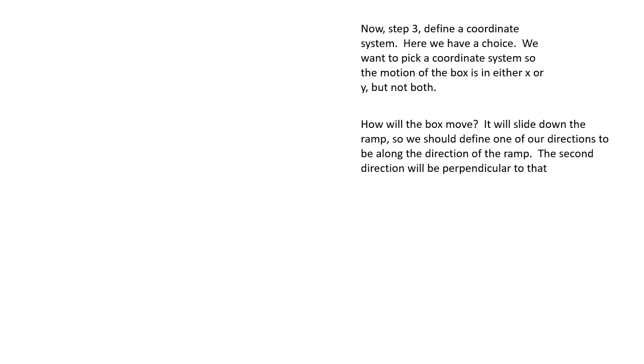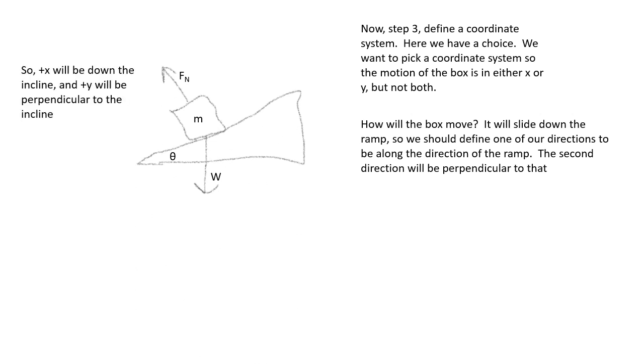So I'm going to define one of the directions to be along the direction of the ramp. The second direction will be perpendicular to that. So here's my picture I had from before. My positive x will be down the incline, and my positive y will be perpendicular to the incline. It'll look something like that. I call this the slanty coordinate system because it's slanted at the same angle as the incline.